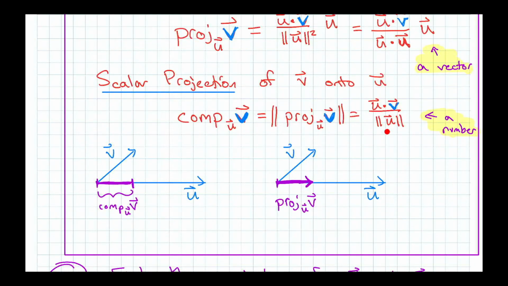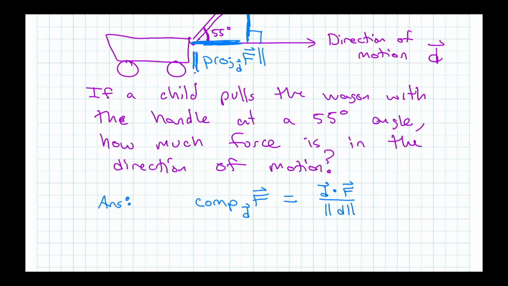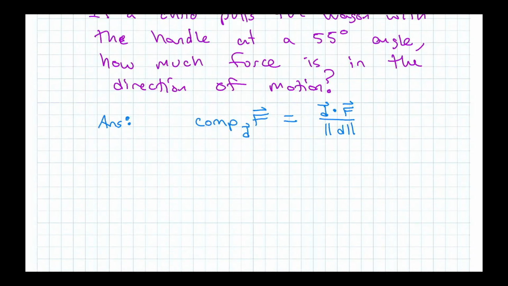U dot V over magnitude U. D dot F over magnitude D. So that's what it would be. And you would have to calculate that, knowing what D was and what F was, right? So if you wanted numbers, you would actually need something like this.